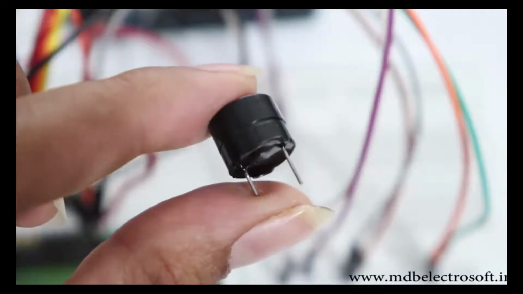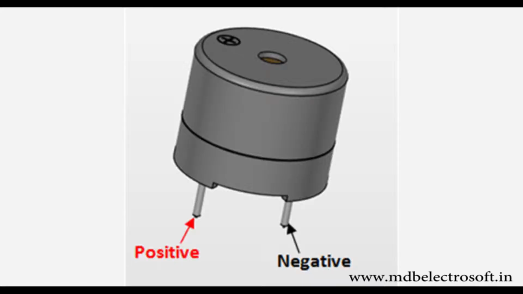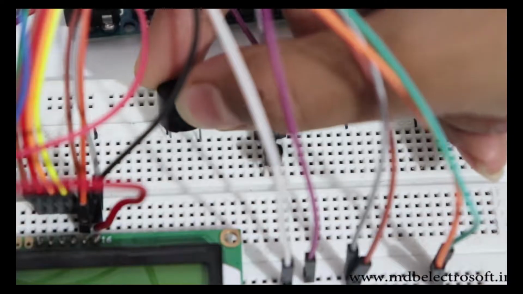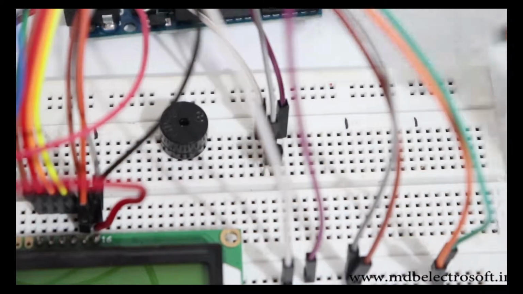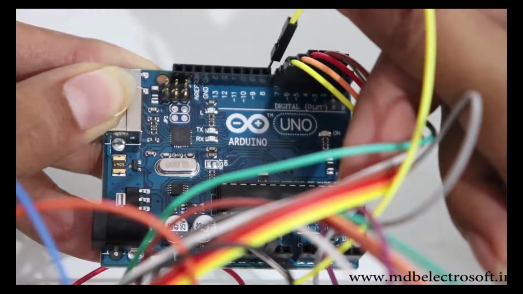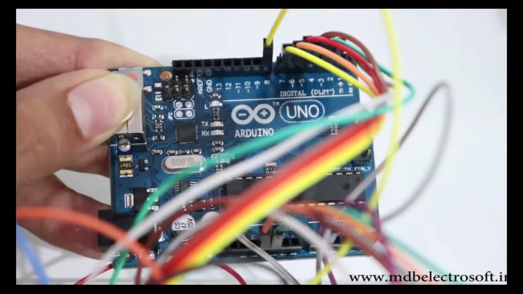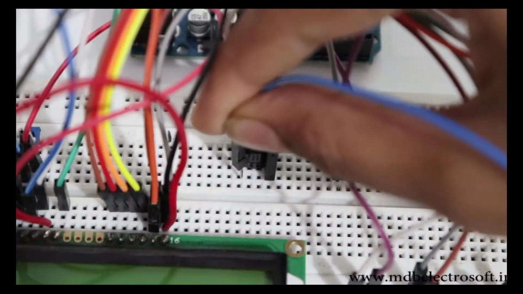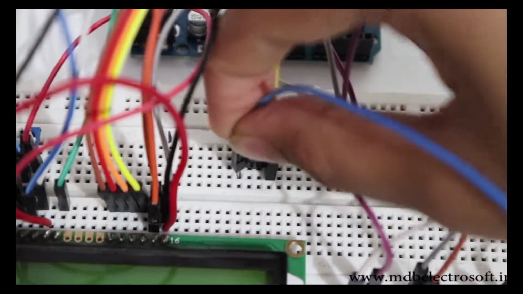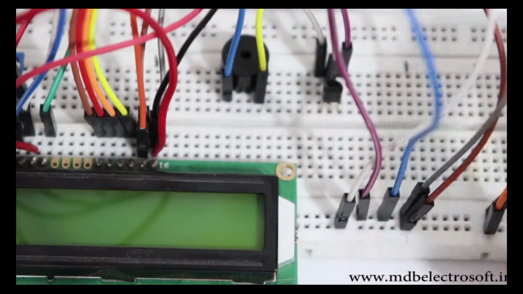Now take a buzzer, which has 2 terminals. The terminal just below the positive sign on the buzzer is the positive terminal and the other one is the negative terminal. Mount the buzzer on the breadboard. Connect a wire to the positive terminal. Now connect the same wire to any digital pin of Arduino. Here we have used pin 8. Now connect another wire to the negative terminal of the buzzer and then the same wire to the ground.